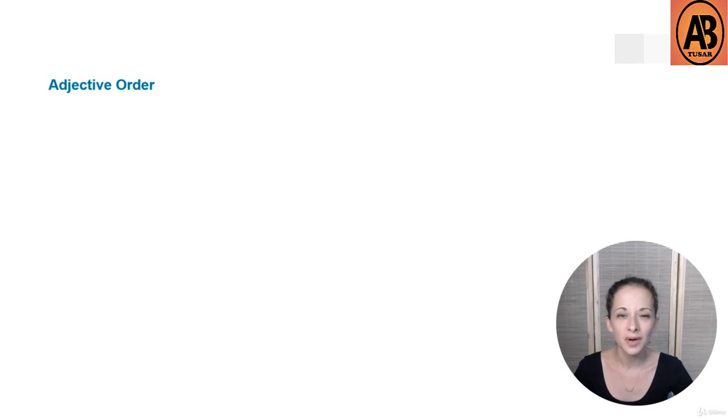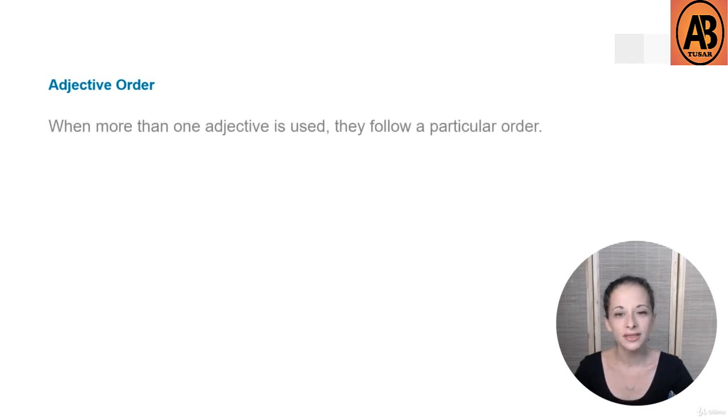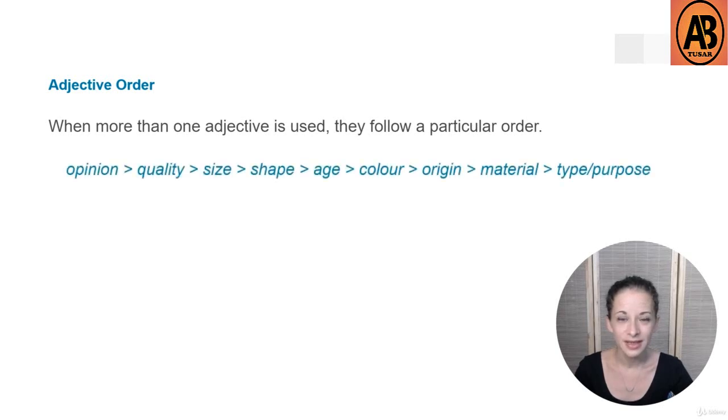Now we can use more than one adjective to describe something. But when we use more than one adjective, our adjectives follow a particular order. Here it is. So we have opinion, quality, size, shape, age, colour, origin, where it's from, material, and type or purpose.